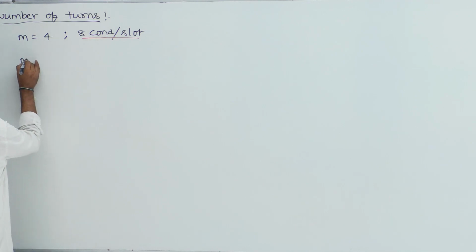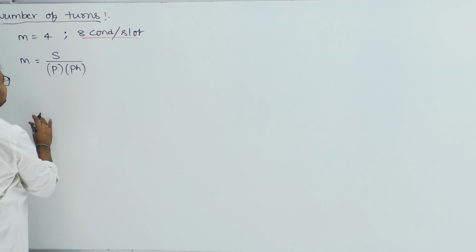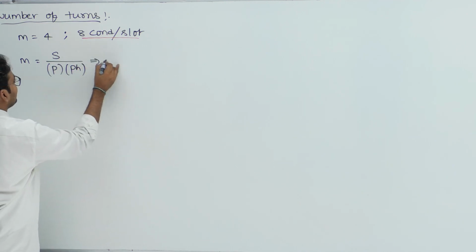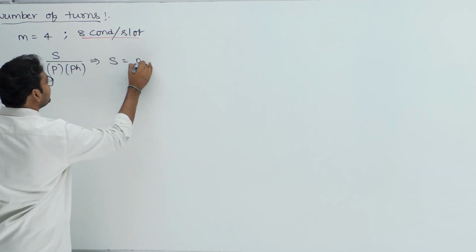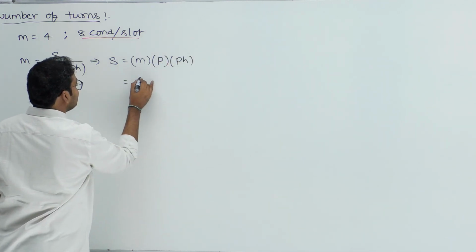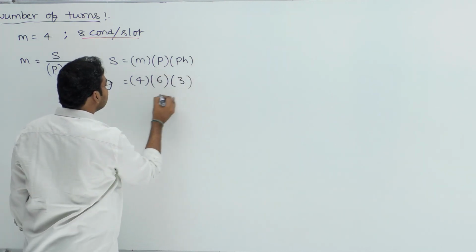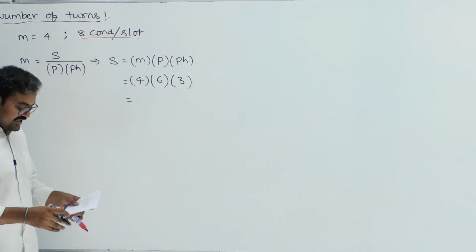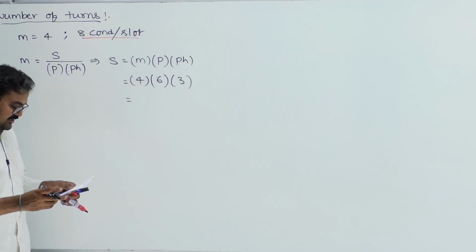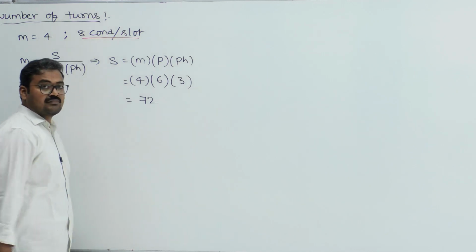We know the formula for M is slots per pole per phase, right? From this, the number of slots is equal to M into poles into number of phases. M is 4. How many poles are there? 6 poles and it is a 3-phase machine. You will get the total number of slots. Let me tell you, yes, total slots are going to be 72.